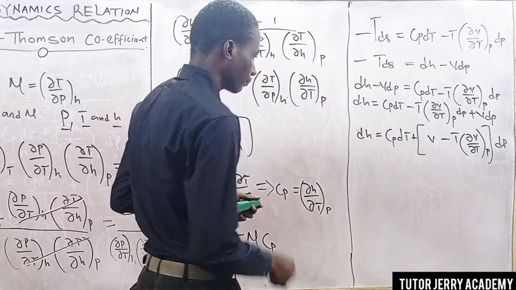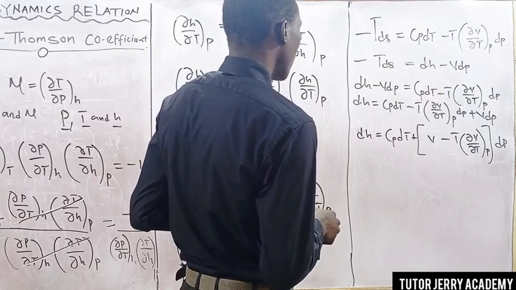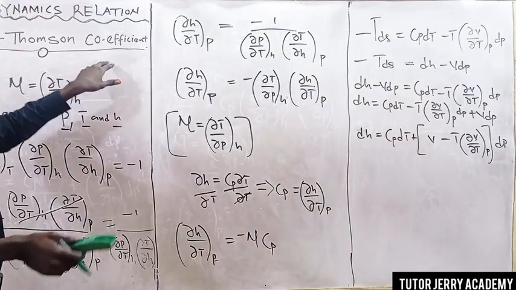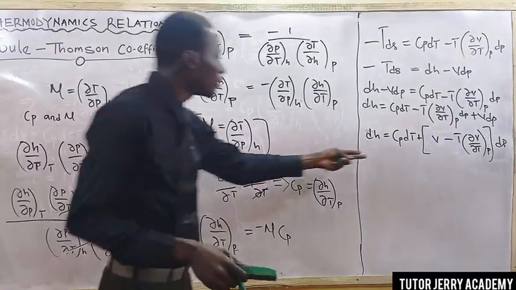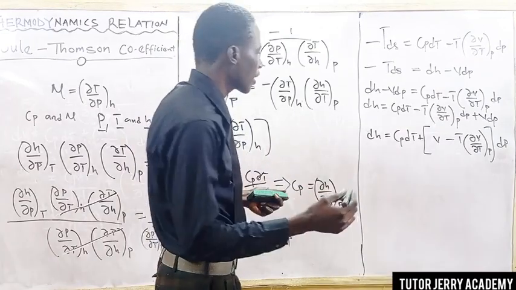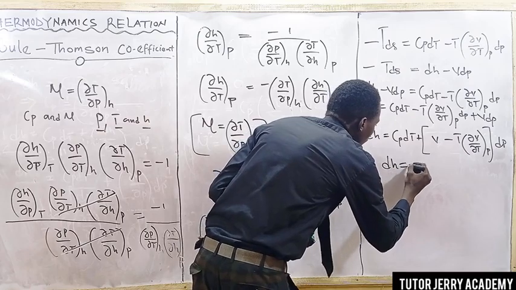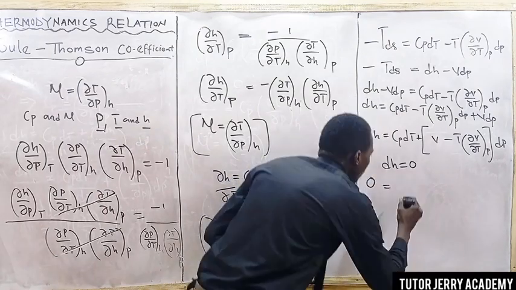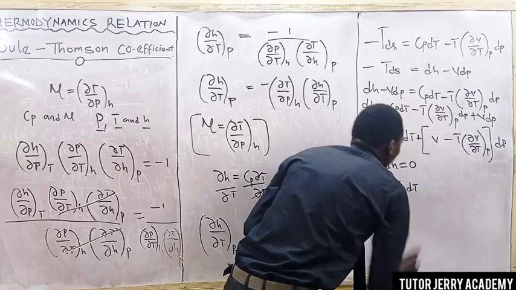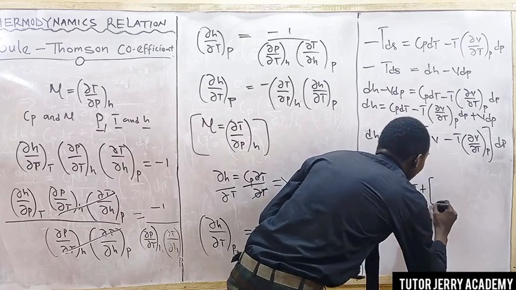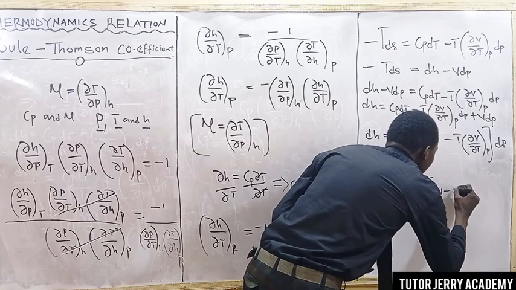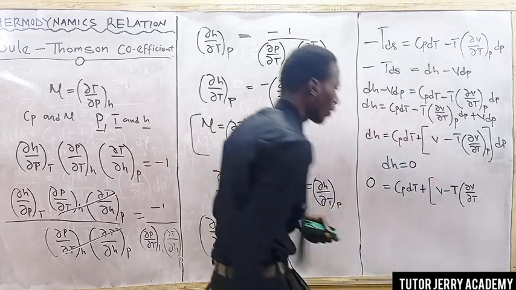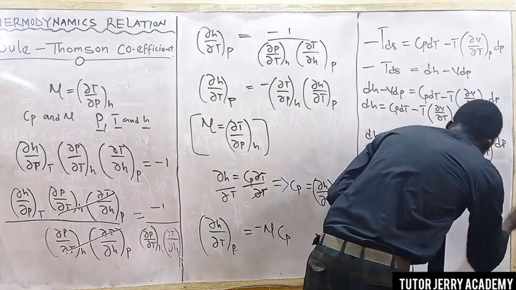So next, we are going to be dividing both sides. But before we do that, we know that from the definition of the Joule-Thomson coefficient, enthalpy, which is H, is equal to 0. That is constant. So if we put the H equal to 0 in this equation, we are going to have 0 equal to Cp dT plus the bracket of V minus T into dV dT, that is the partial derivative of V all over the partial derivative of T. So this is what we have.